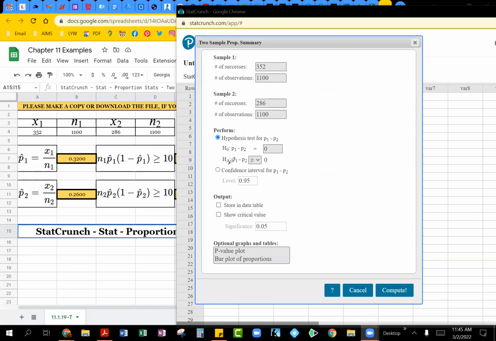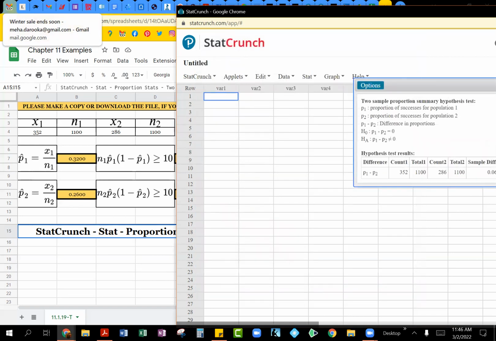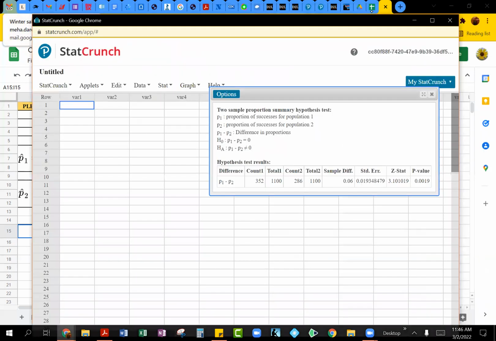I'm not really sure we need to change that significance level here because that's not really coming into play at this point. So we just go ahead. Do I want to click on? We're not really graphing anything. So I think we can just go ahead and say compute. And you can see it does some of those calculations for us.